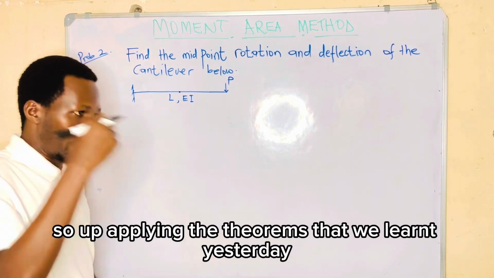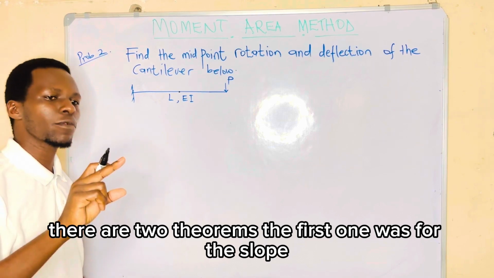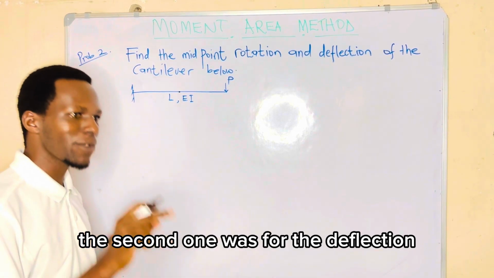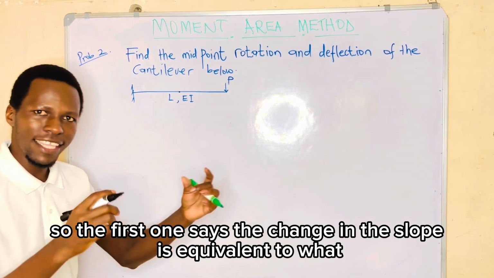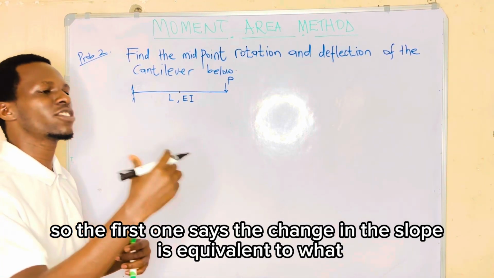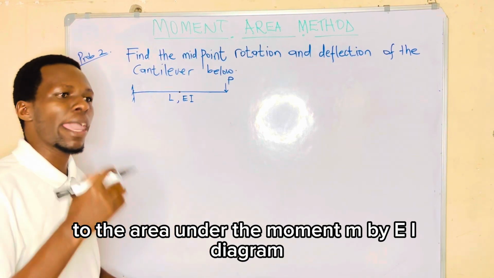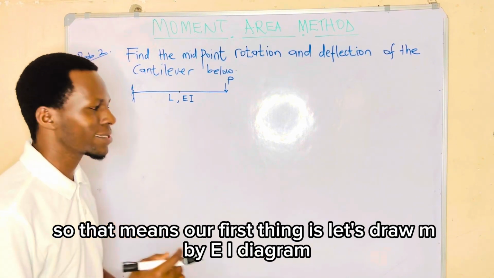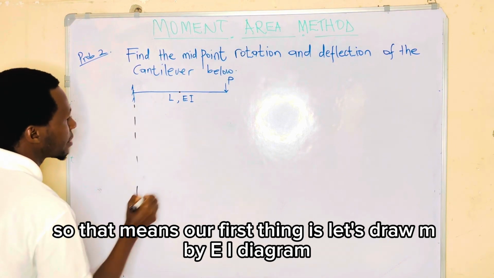Applying the theorems that we learned yesterday, there are two theorems. The first one was for the slope, the second one was for the deflection. The first one says the change in the slope is equivalent to the area under the M by EI diagram. So our first step is to draw the M by EI diagram.